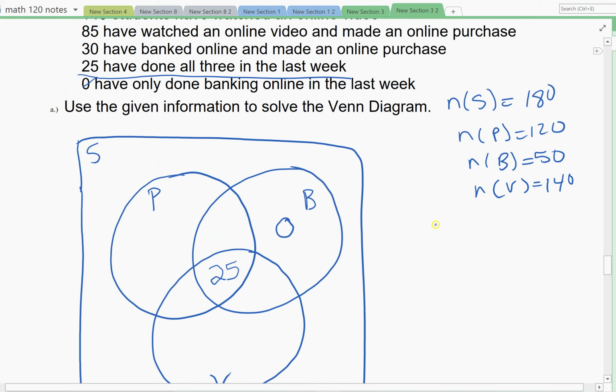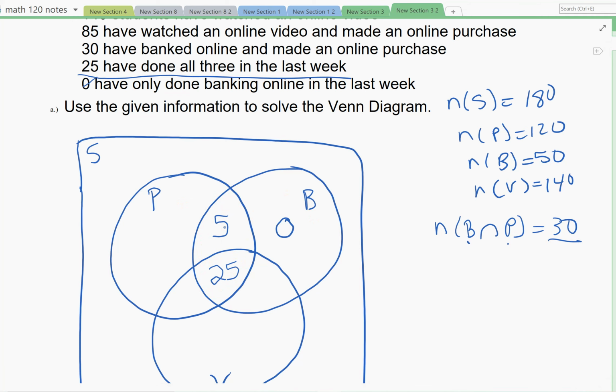Alright, the next one is the number who banked online and made an online purchase is 30. So I'm in the banking circle and the purchasing circle, so on this wedge. 30 people should land in this wedge. We've already counted 25 of them. And so I take my 30, subtract away 25. That means 5 people in the survey only made a purchase and banked online. They didn't watch a video.